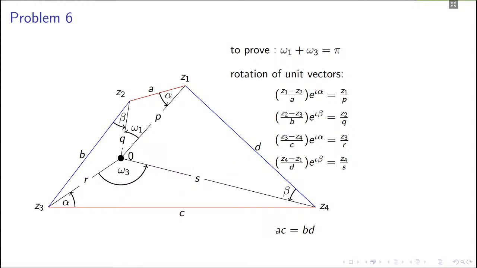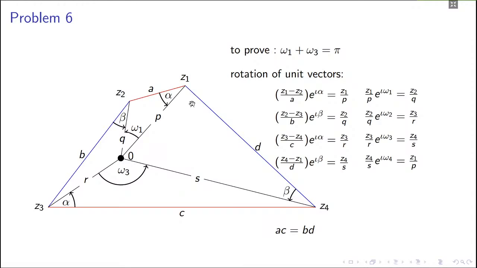Similarly, you can do this for all sides. A unit vector here, rotate it with beta, you get a unit vector in the direction z2. So you get this. For this side you will have this one. For the fourth side you will have this one. And you can also have this. So you have a unit vector in the direction of z1. You rotate it by omega 1, you get a unit vector in the direction z2.